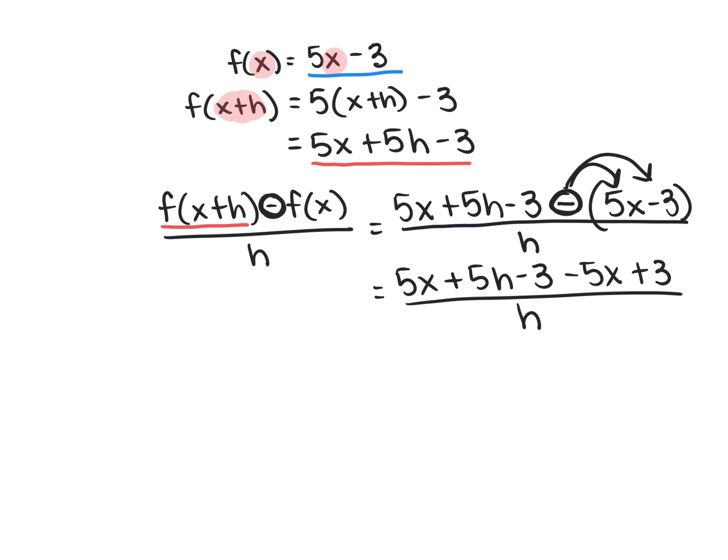And then again, you're always going to have that things are going to cancel. So I have a 5x and a negative 5x. I have a negative 3 and a positive 3. So I'm left with 5h divided by h. And I know that h divides itself and becomes a 1. So that's 5 times 1, which gives me a 5. Now, both of those ended up just having number answers. That's not always the case. So we're going to do one more where that doesn't happen.